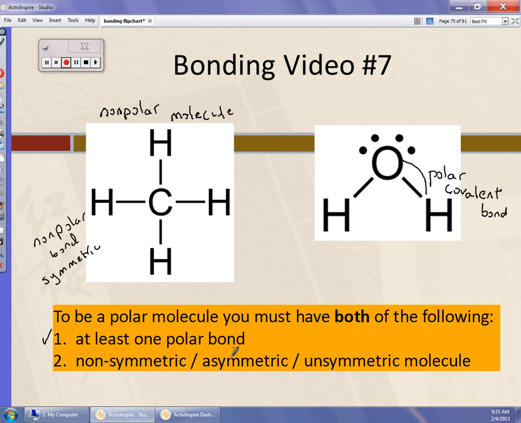Next thing, is it asymmetric? This one is asymmetric. If you have unshared electron pairs on the center, then it is one way to make your molecule asymmetric. Since this one has the polar bond and it is not symmetric, then this is a polar molecule.